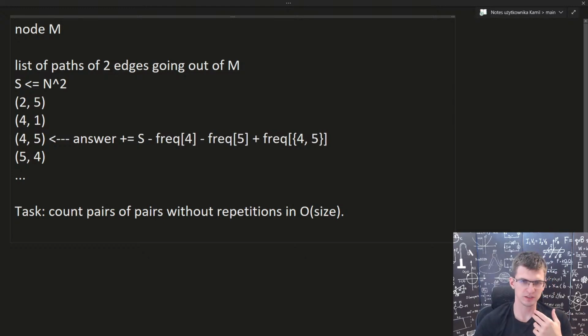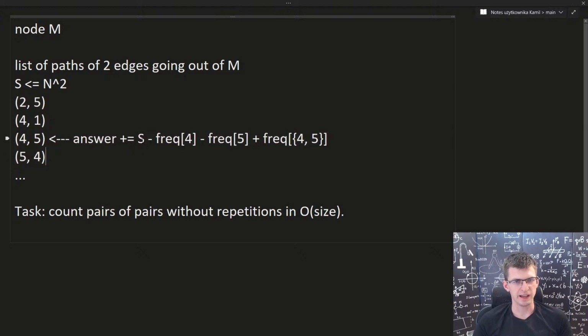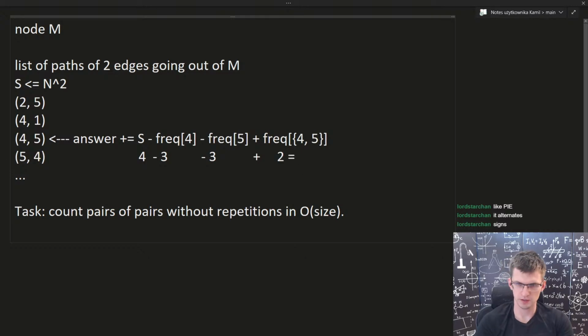But then if you have that, I believe that you don't need this minus 1. For example, here, just looking at those 4 pairs, S is equal to 4. Then, what is frequency of 4? So among them, how many pairs have a 4? 1, 2, 3. Minus 3. How many of them have 5? 1, 2, 3. And how many of them have 4 and 5? 1, 2. This is equal to 0.